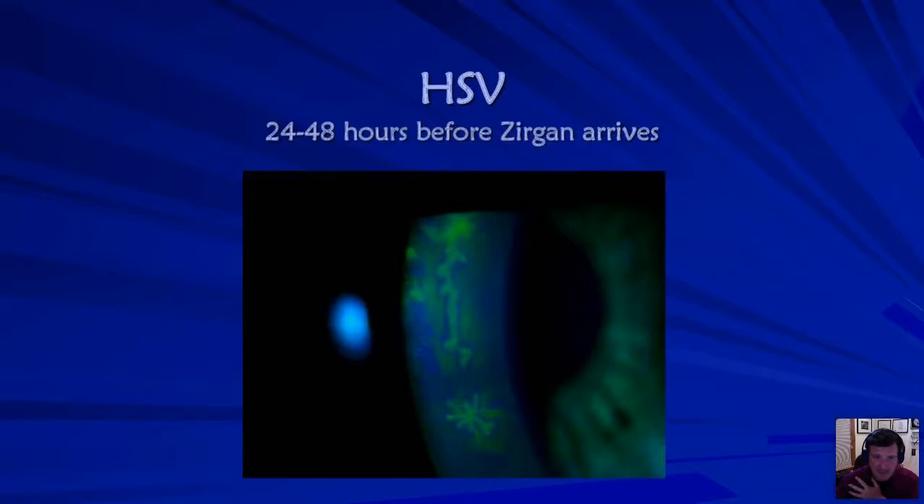And then herpes simplex. How about this for a viral? And how many times have you wanted to use Zirgan, and you send it to the pharmacy, and they're like, well, I can get it from the warehouse and it'll be here in 24 to 48 hours. But you can kind of see here, you've got something centrally located, and you probably want to get some type of healing. So you can obviously go oral on this patient. You can do Valtrex or acyclovir, start to reverse it.